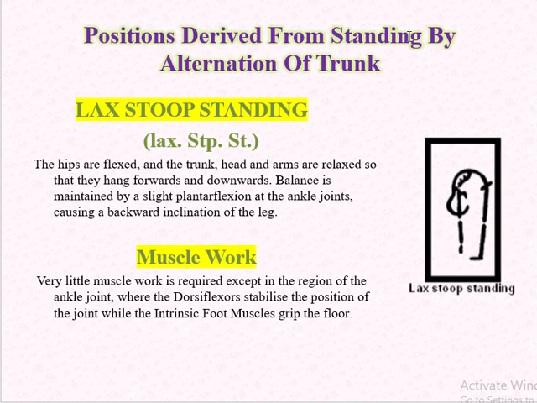Now, positions derived from standing by alteration of the trunk. Leg stoop standing. Look at this picture. The hips are flexed and the trunk, head and arms are relaxed so that they hang forward and downward. Balance is maintained by slight plantar flexion at the ankle joint, which causes a backward inclination of the leg. Muscle work: very little muscle work is required except in the region of the ankle joint, where the dorsiflexors stabilize the position of the joint while the intrinsic foot muscles grip the floor.